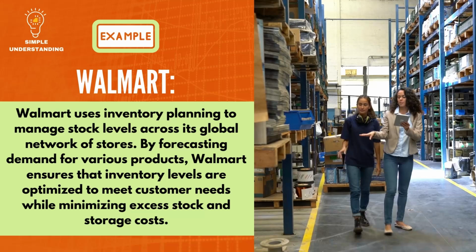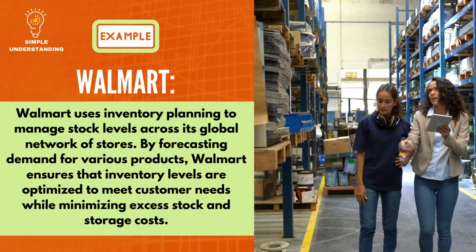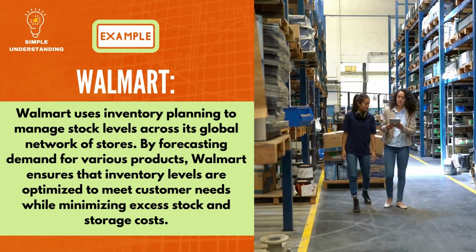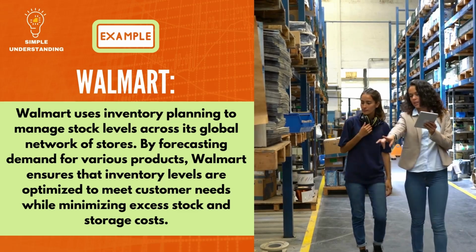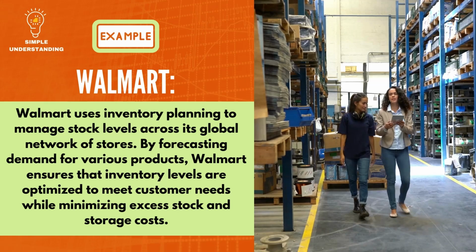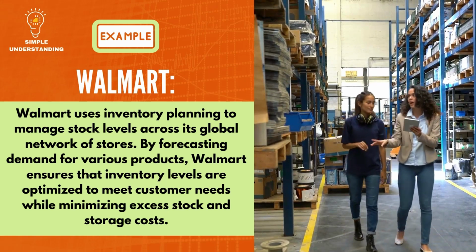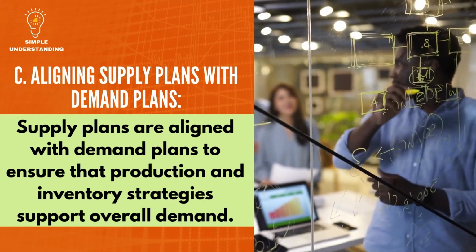Example: Walmart. Walmart uses inventory planning to manage stock levels across its global network of stores. By forecasting demand for various products, Walmart ensures that inventory levels are optimized to meet customer needs while minimizing excess stock and storage costs. C. Aligning supply plans with demand plans.